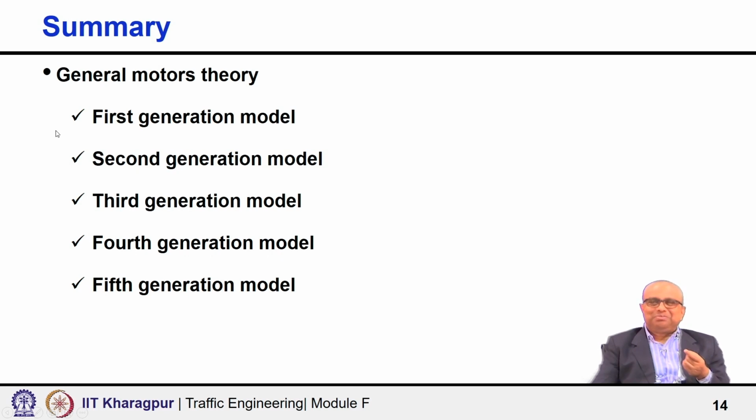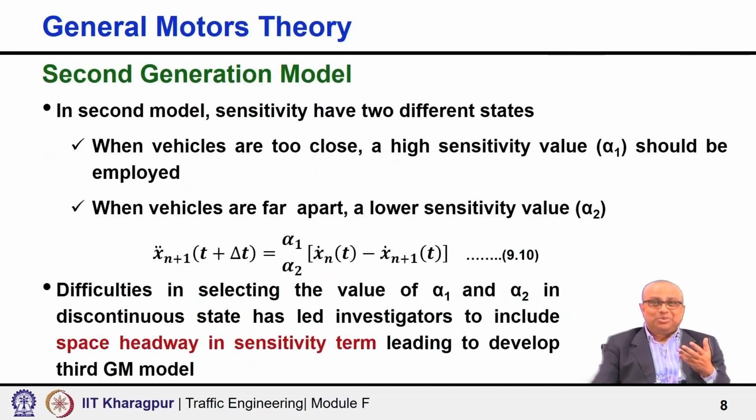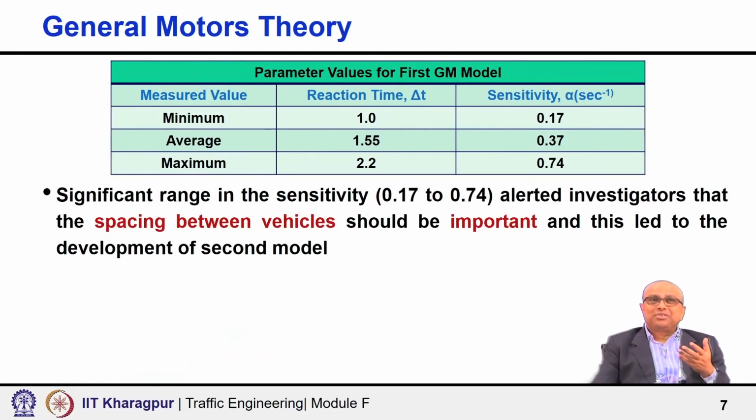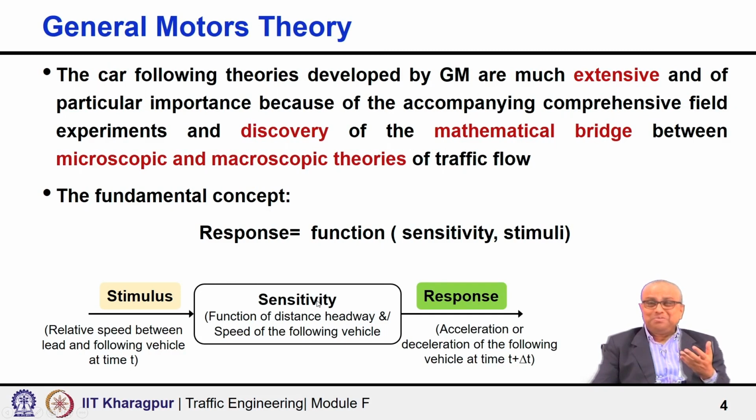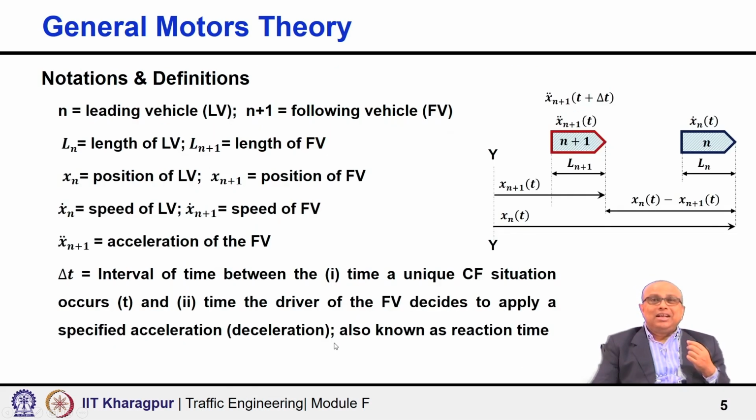So, altogether what we discussed in the present class is about the General Motors theory. Response depends on two things. Going to the first slide, response depends on stimulus and the sensitivity. Stimulus is relative speed. What could be the sensitivity? Finally, the sensitivity depends on the distance headway and also the speed of the following vehicle.